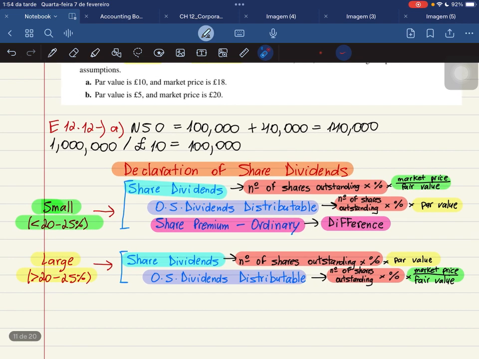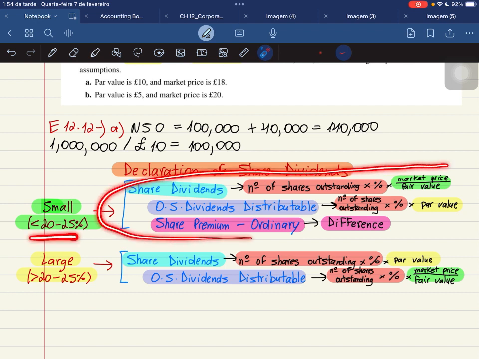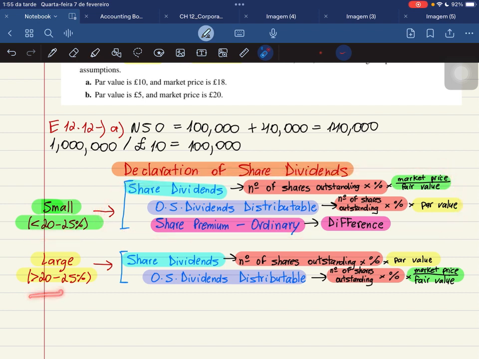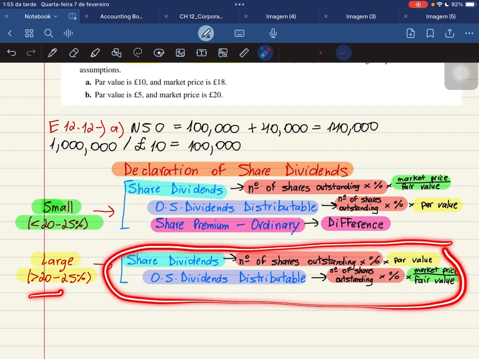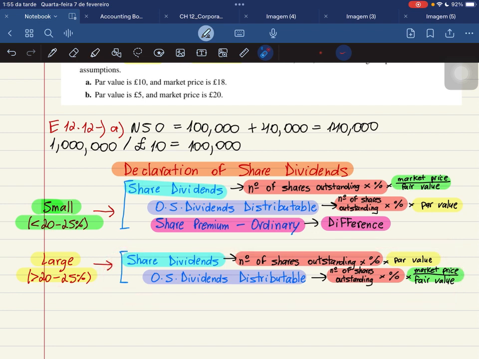Anyways, there are two entries that you make. If it is small, in our case, this is the entry that we're going to be making. And if it is large, this would be the entry that we would be making. Here I used some different colors to make sure that you pay attention to this part over here.